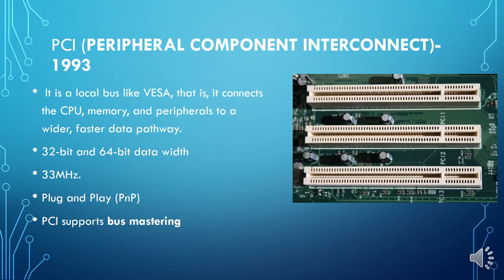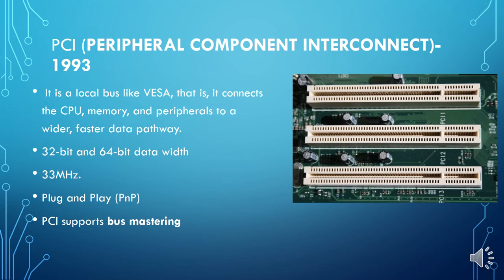Now next is PCI, that is Peripheral Component Interconnect. It is a local bus like VESA. This is also a local bus. Local bus, I already told, is a physical path on which data flows at almost the speed of the microprocessor, increasing the performance of the whole system.